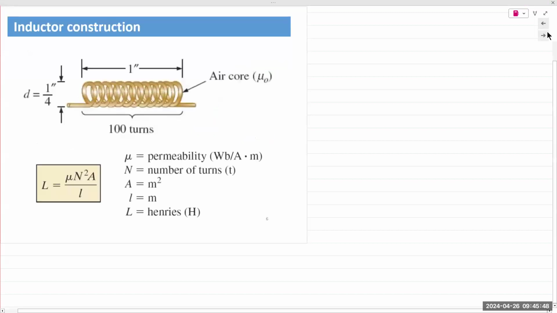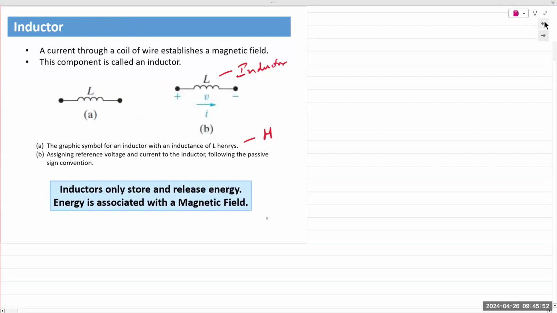The energy is, of course, associated with a magnetic field. Capacitors, as we will see later, store energy in an electric field, or electrostatic field.